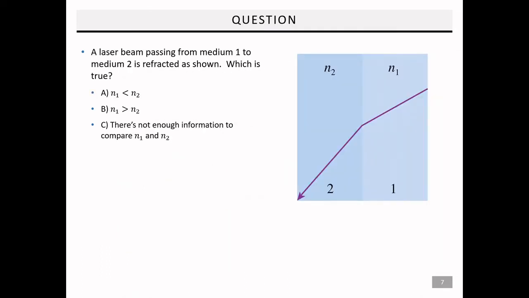So here's a question. You have a laser beam that starts in the first medium on the right side of this figure. It crosses the boundary between the two mediums, and then it refracts into medium 2. So which of the following is true? I will give you the answer in one of our class meetings, but as a hint, let me remind you that you have to draw a normal line at the proper location, which is perpendicular to the boundary between the two mediums. And then you can compare the angle of refraction to the angle of incidence.